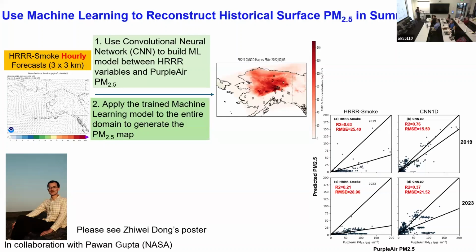And we are using that combined with machine learning to better derive surface PM2.5. Here I'm showing, if you look at the plot on the right, that the HRRR model largely underestimates surface PM2.5 due to many reasons. We can talk later about that. Then we decided to use machine learning combined with all the PurpleAir and surface measurements. We can improve that by using this machine learning model called CNN1D, a convolutional neural network, 1D. It turns out it can highly improve the forecast using HRRR model output. And then we can have a much better estimate of surface daily PM2.5 during wildfire season.